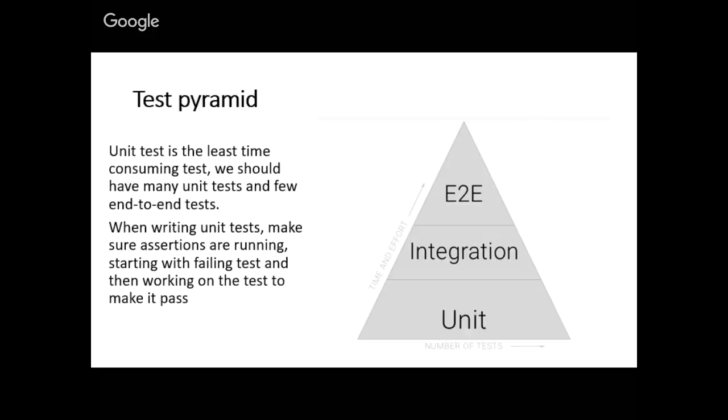This is called the test pyramid. The test pyramid shows each level of test, the time and effort that we put into each level, and the number of tests we should have for each level. If you look at the pyramid, for unit tests it takes little time and little effort to create them. Why? Because you are testing something as small as a function.